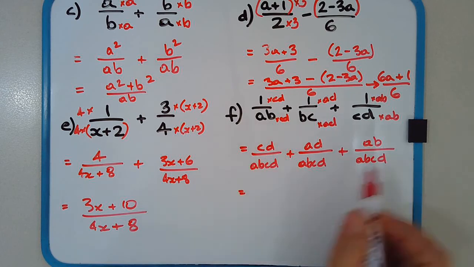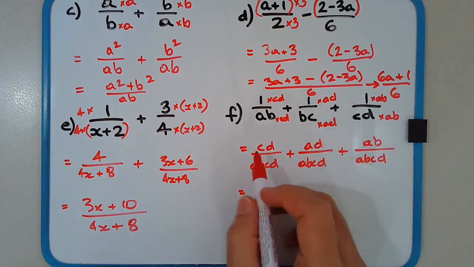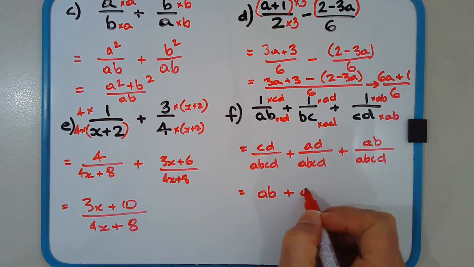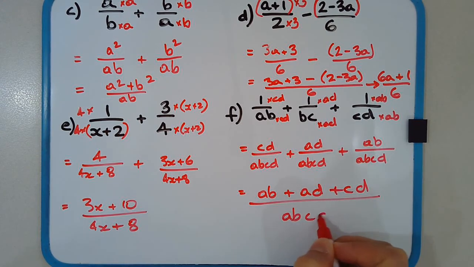Now we can just combine the numerators together. So we have AB plus AD plus CD. It doesn't really matter which order you do them in, but I'll keep it in somewhat alphabetical order. All over ABCD.